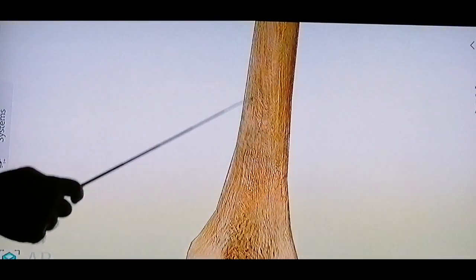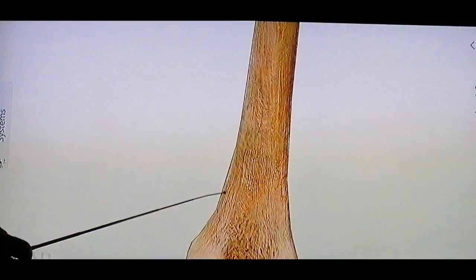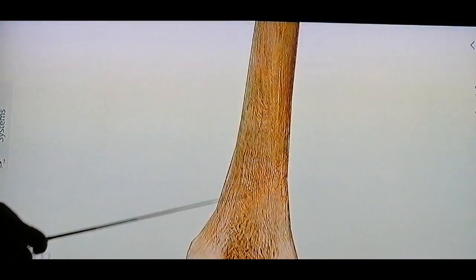into the lateral and medial supracondylar lines. This is the lateral and this the medial supracondylar line. Between the two lines is a surface called the popliteal surface.